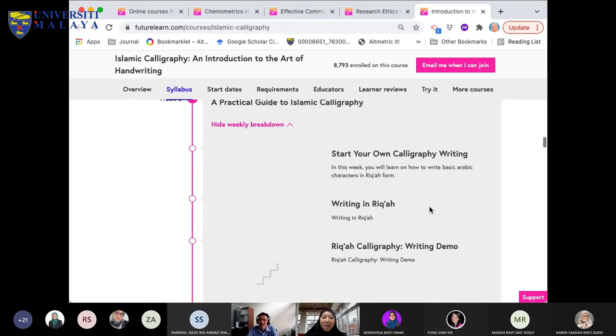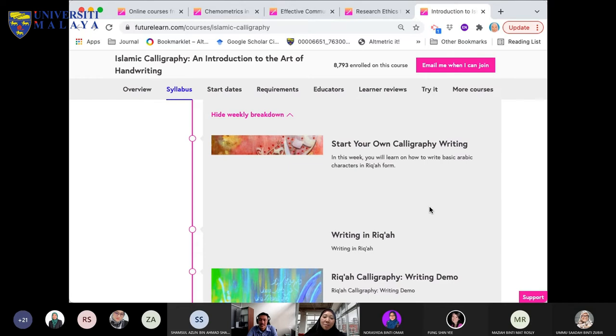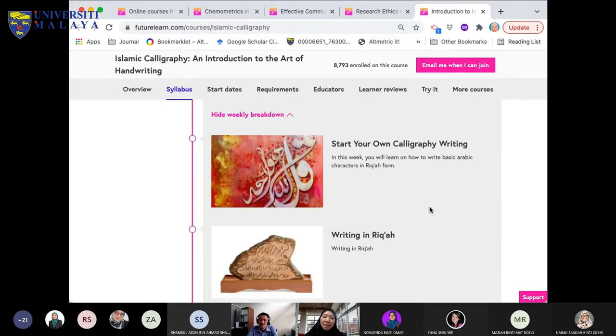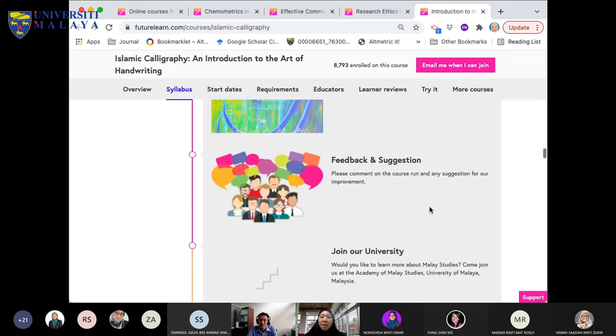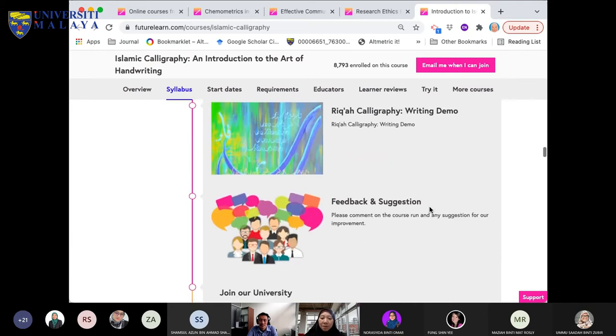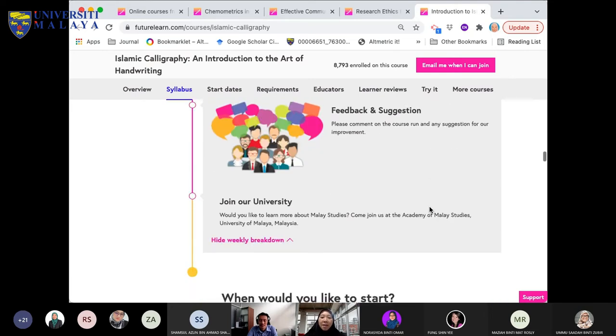The third one is where they start with your own calligraphy writing, and this one is much more content-based. They introduce several contents, and then they have feedback and suggestions. Each of these modules has its own activities, watching videos or discussion, and then there is a small assessment.